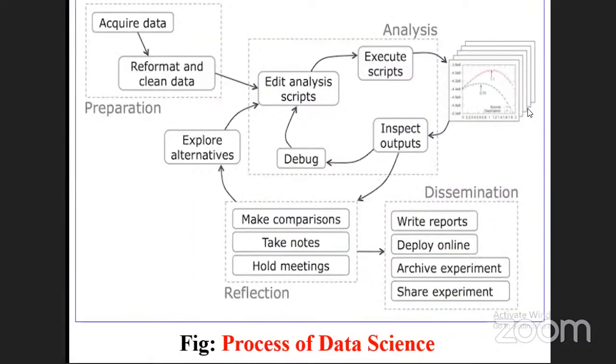So the process of data science: acquiring the data, preparation of the data, reformat and clean the data, then analyze the data, apply a technique, get the results and analyze the results. Finally, we are communicating with the customers, end users, stakeholders.